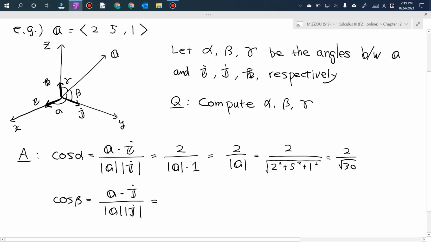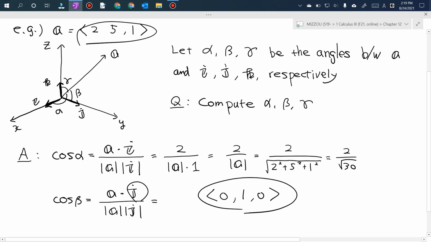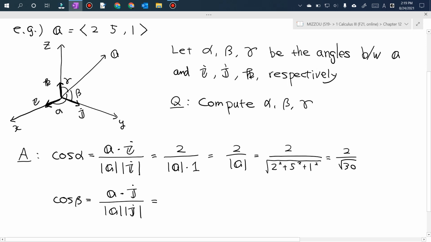Now remember vector j is just 0, 1, 0. So if you take the dot product of this one and this one, what you get is the middle component, 5. Then you get the magnitude of A, and once again the magnitude of j is 1. So this is 5 over the magnitude of A, and that is 5 over root 30.